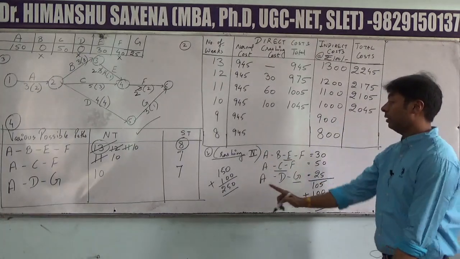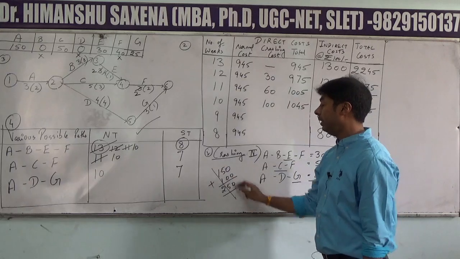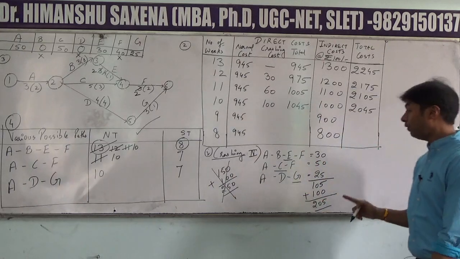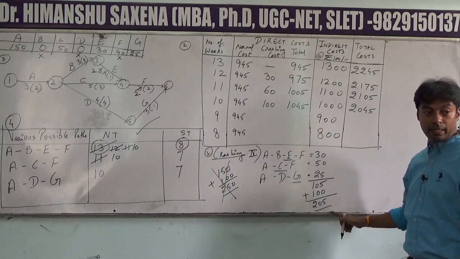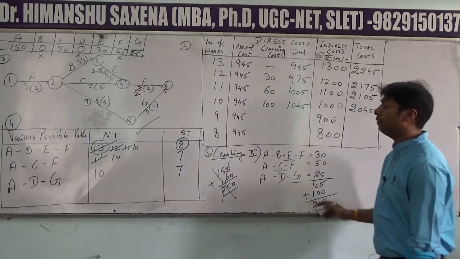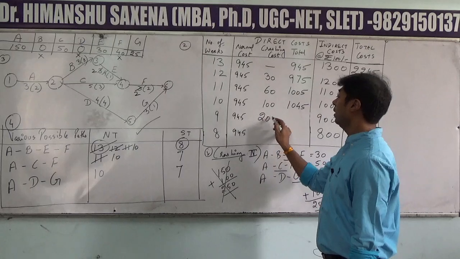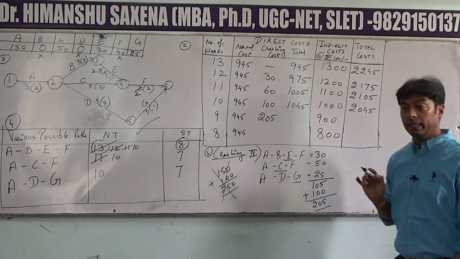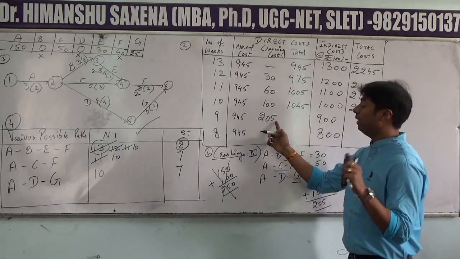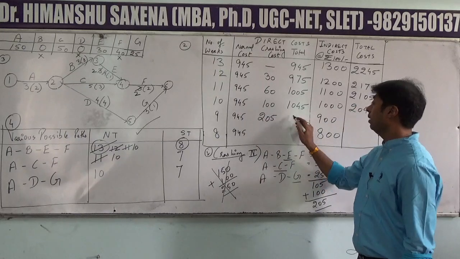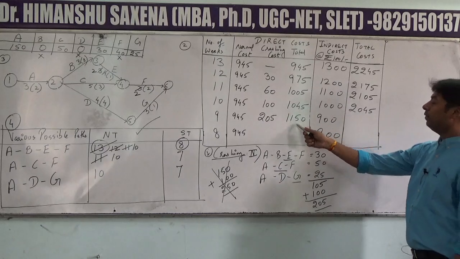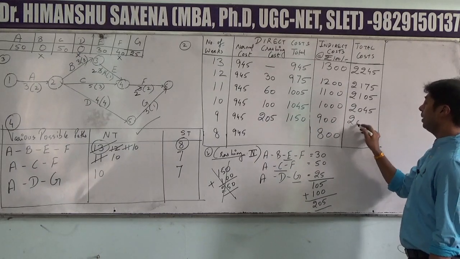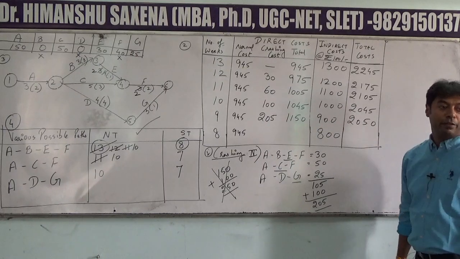But still, this option will be rejected because the cost of taking a different activity from each path is quite less. That is equal to 205. So we will take 205 as the total cost. Now 945 plus 205, that will be 1150, and 1150 plus 900 will be equal to 2050.